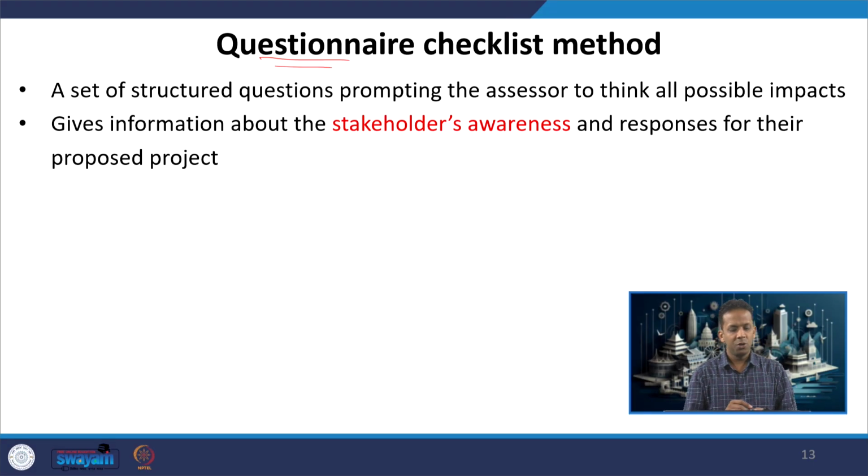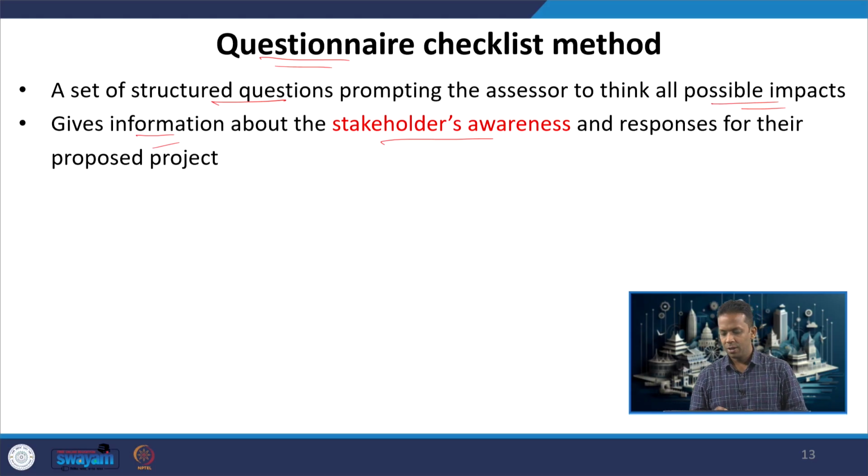So, it involves a set of structured questions, and that will prompt the assessor or the project proposer who is doing that EIA study to think of all possible impacts. And the answers to that questionnaire will give us information about stakeholders' awareness and responses for the proposed project. So, we will gather a lot of information from all the stakeholders and the community about that project, about different factors of the project, what they feel about it, and based on that we can compile an EIA report.